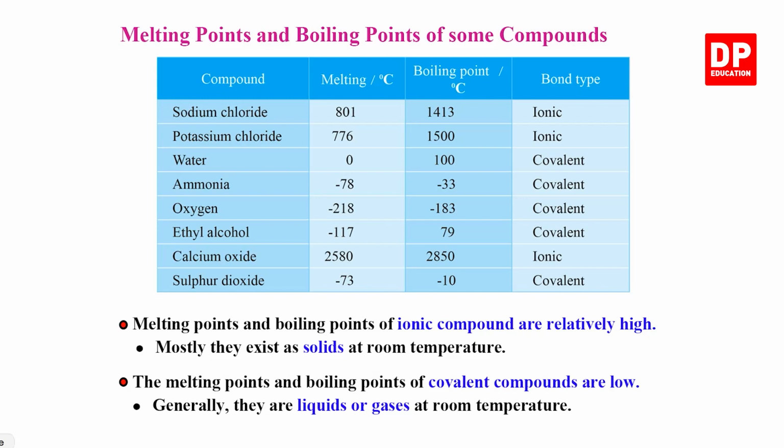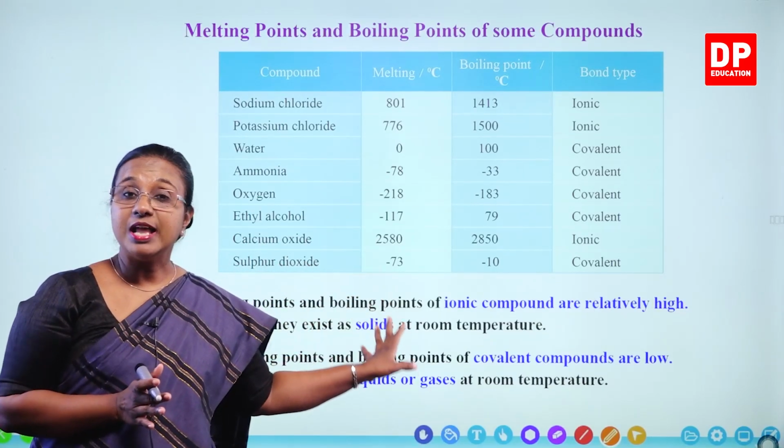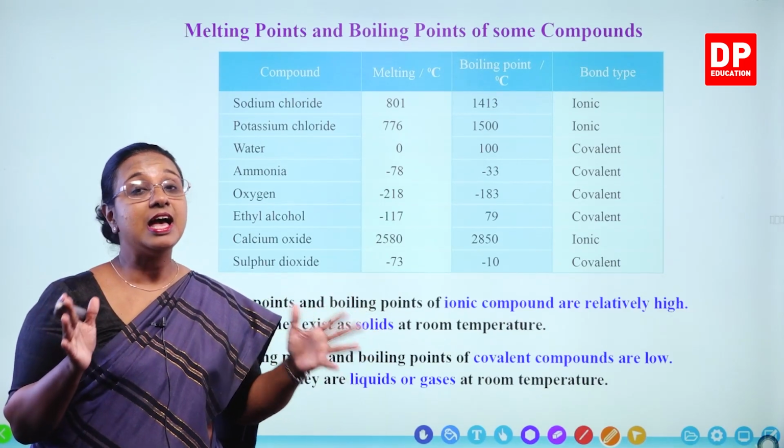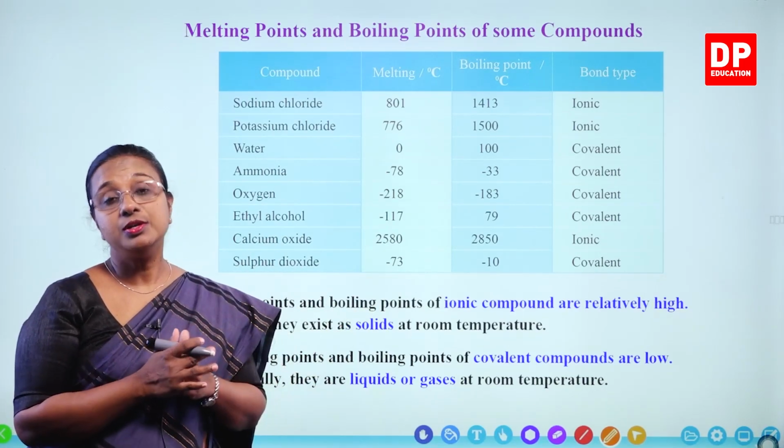ionic and covalent compounds. Before we discuss that, there is a table given in your textbook, the melting points and boiling points of some compounds. We will look at the values. Students, you don't have to memorize the values, but you need to have an idea as to how the values are, whether they are high or low.